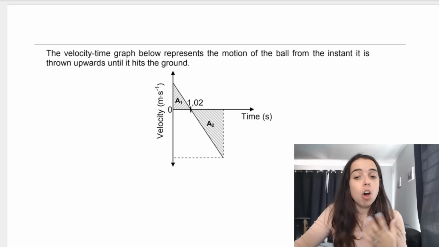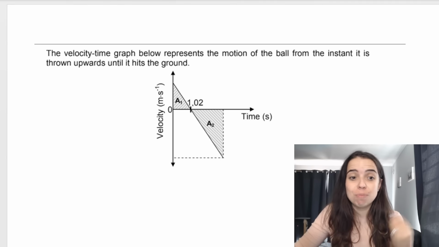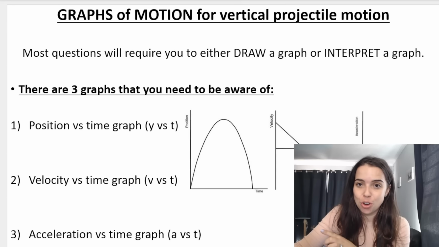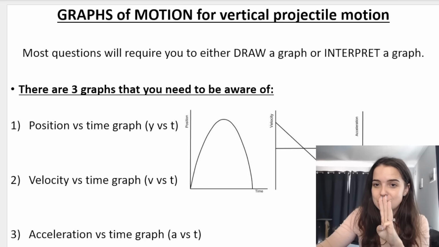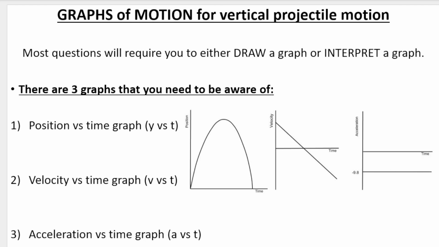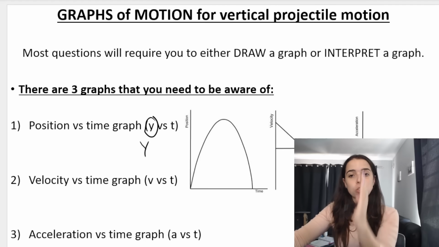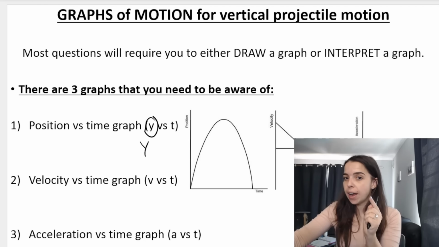There are numerous different graphs that you need to know. These are the graphs of motion that you need to know. Okay, so 3 different types of graphs. Our first type is position versus time. You can see over here I've written Y versus T because Y indicates position. Remember, we're dealing with vertical projectile motion, motion that is up or down along the Y-axis, which is why I'm using Y to indicate position. So it's Y versus time.